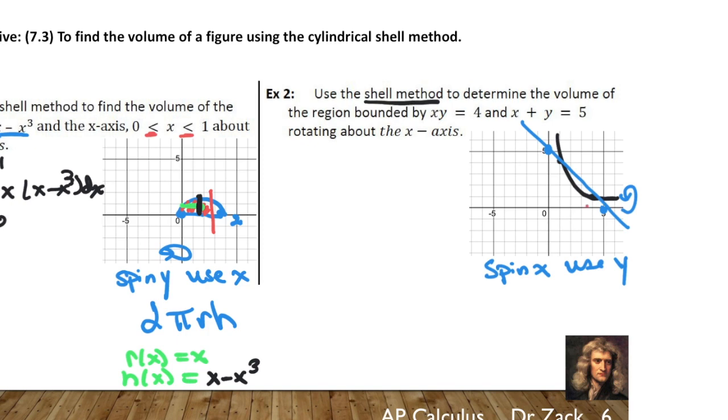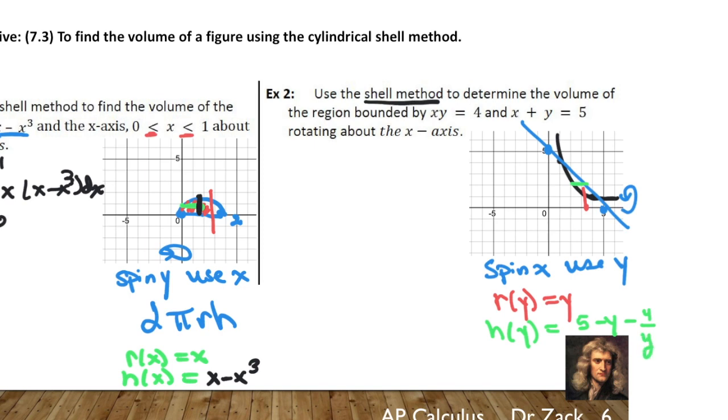The radius goes from the axis of revolution to some arbitrary point. Now look at that line. That has a height of y. So the radius with respect to y is y. The height must be perpendicular to what we're working with, and that's going to be a right minus left. So the height with respect to y is going to be the right curve, which will be 5 minus y, minus the left curve, which is 4 over y.